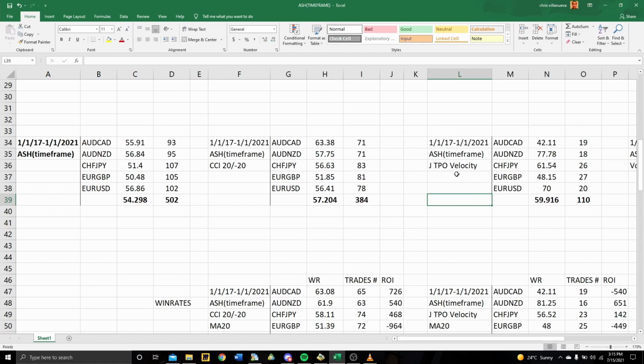So JTPO and ASH is obviously a slower entry system with only around 100 trades, and ASH and CCI is a faster entry system with around 380 trades. The win rates are quite similar. 2% is not too big a difference, but obviously having more trades will make it more likely that we have a worse win rate. But having it both around the same means CCI is doing pretty well.